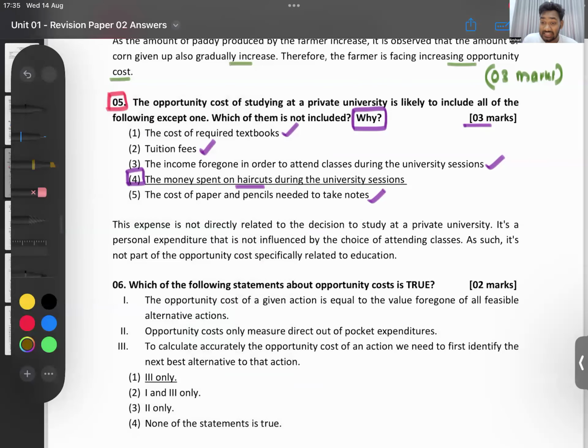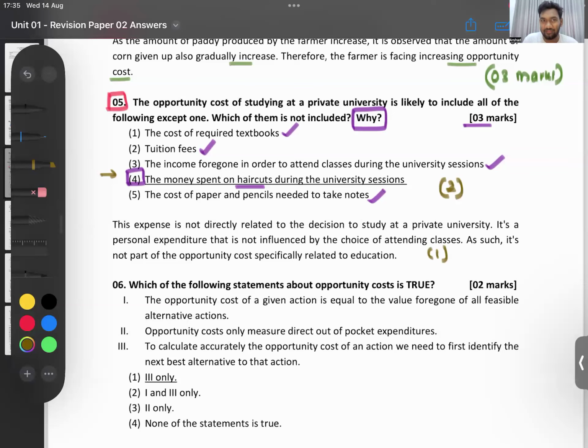So, is that fine, Naman? The money spent on haircuts, you would have done that even if you didn't go to university. So that is not an opportunity cost. You would have anyway done that. Okay. Now, answer number 4. 2 marks for this, 1 mark for explaining why.